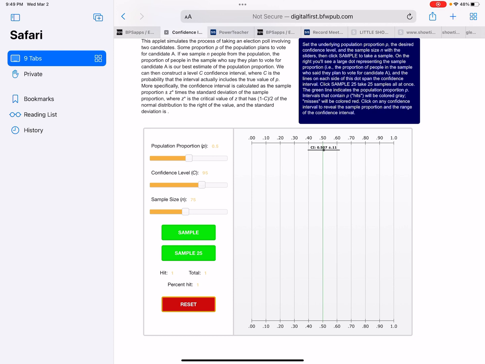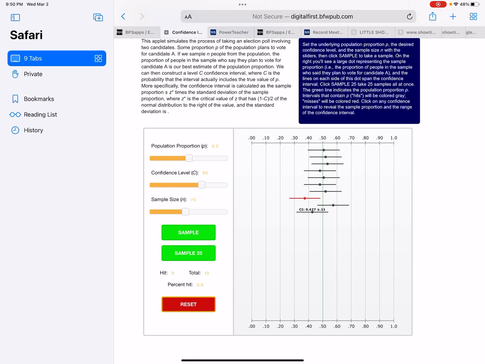Did it capture the true proportion? Well, we said the true proportion is 0.5. And notice that 0.5 is inside my interval. So yay, it did capture my true proportion. If I repeat this 10 times, so 1, 2, 3, 4, 5, 6, I don't think I counted right. Okay, 1, 2, 3, 4, 5, 6, 7, 8, 9, 10.